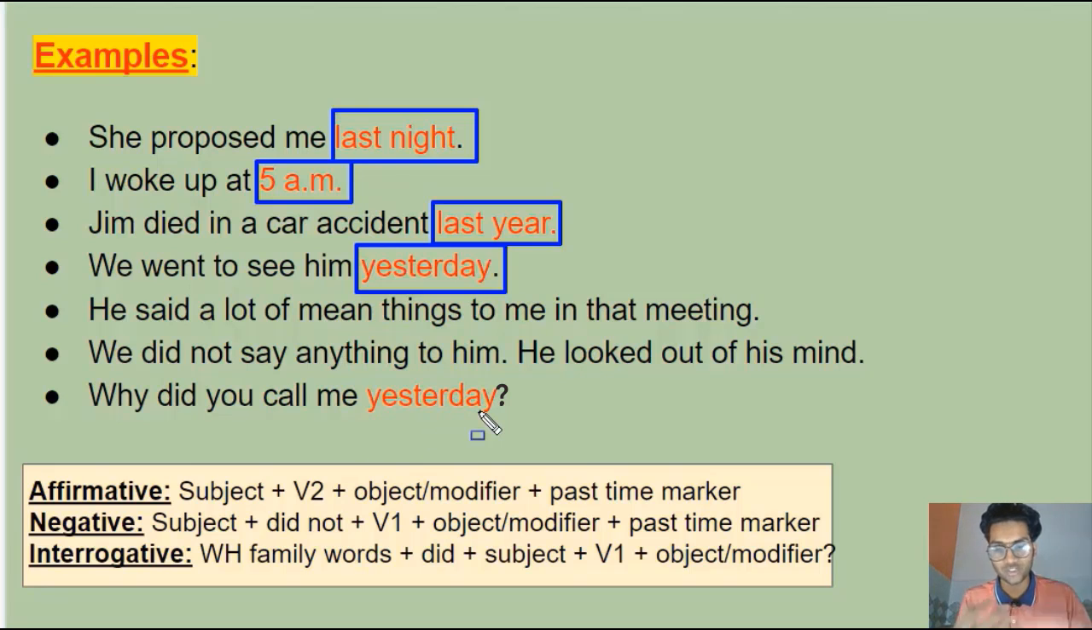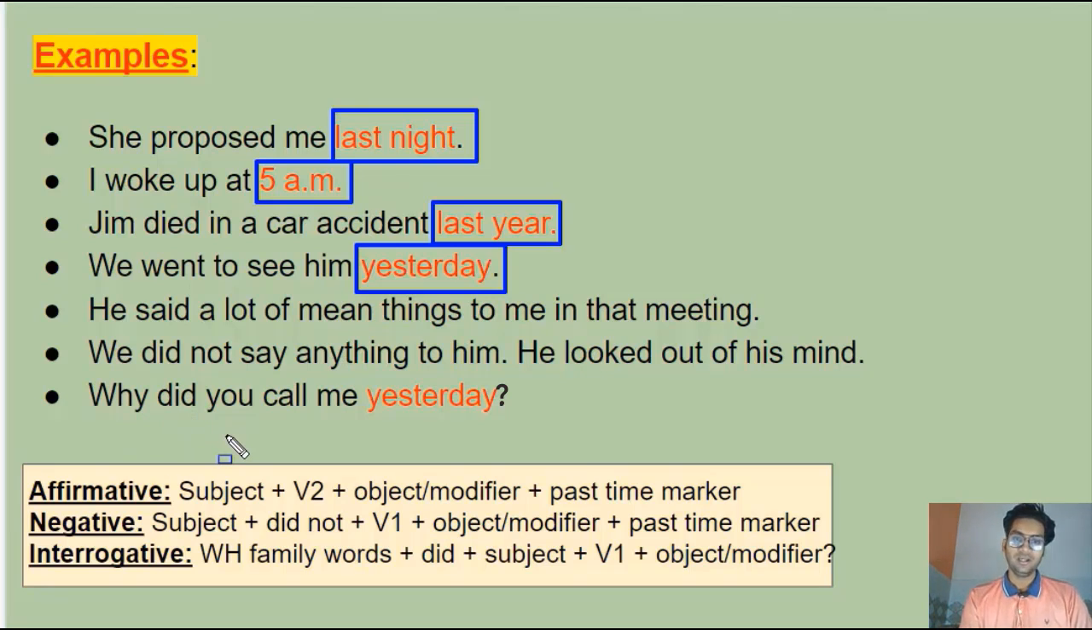If I just wanted to know whether the action took place or not, if I just wanted to confirm it, I would simply start the sentence with the auxiliary verb did. Did you call me yesterday? And the answer would simply be yes or no. Yes, I did. No, I didn't. But if you want to know the reason, obviously you're going to start the sentence with why.